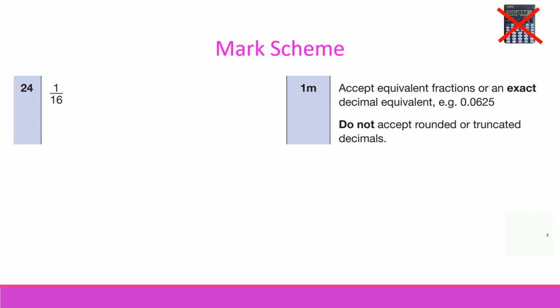The mark scheme on this question shows the answer is 1 over 16. 1m means 1 method mark. Now it does say accept equivalent fractions or an exact decimal equivalent. So if you'd have written 0.0625, you would get the answer correct. Now most people will find it much easier to work in fractions here than it is to work in the decimals. Do not accept any rounded or truncated decimals.